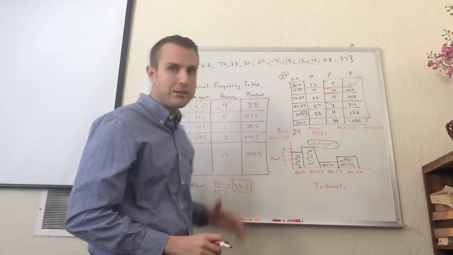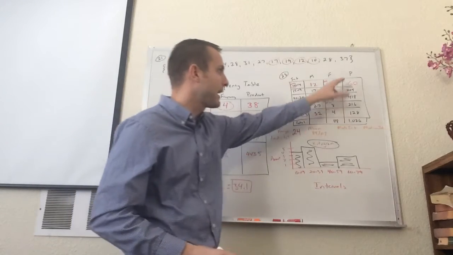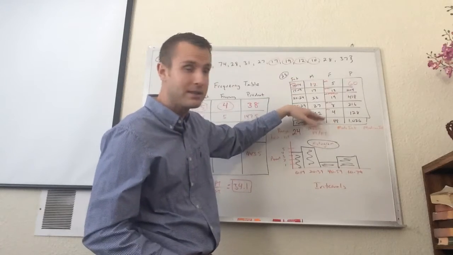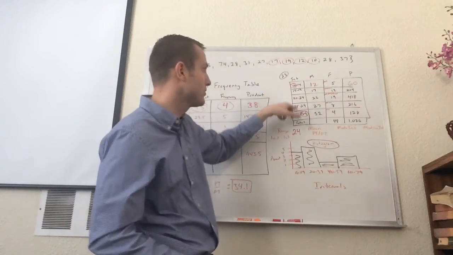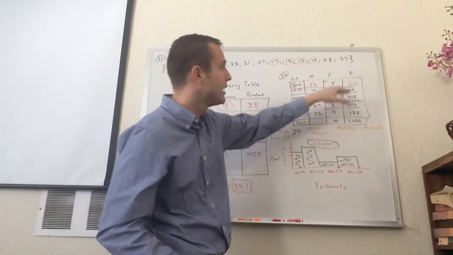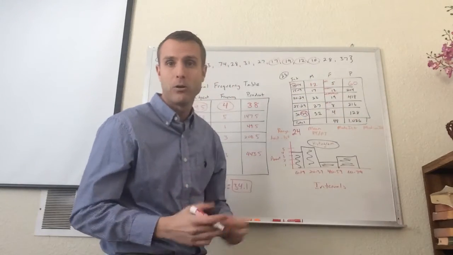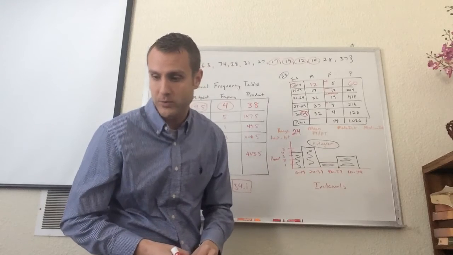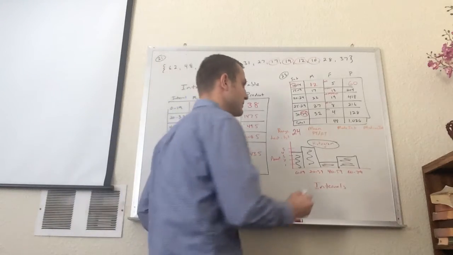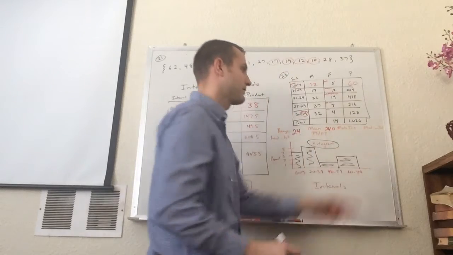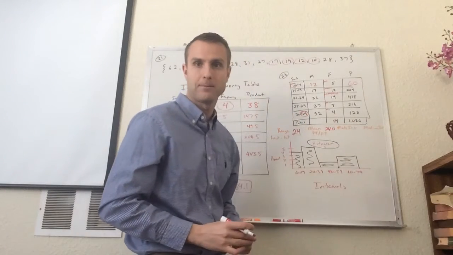For my mean, I do the exact same thing I did here. Now that I've done all this, I have my products. Remember, you're going to have to do the midpoints and the products because they only give you your intervals and your frequencies. But once you have added up all your products and divided it by your frequency, that will give you your mean. Remember, always round to the 10th. In this case, 24.0 is your mean. We're going to divide 1026 by 48.